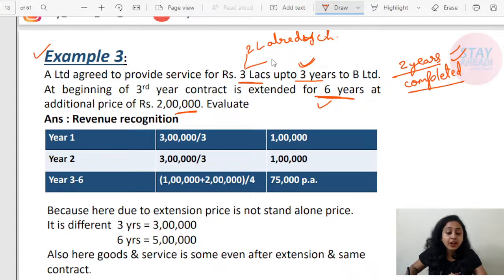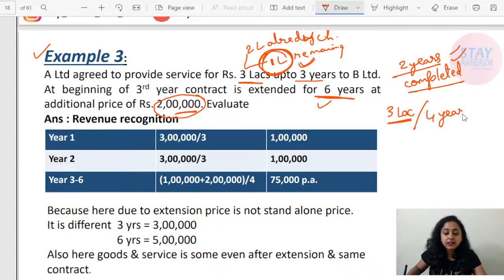Okay, and what about 1 lakh remaining? In addition to this 1 lakh, this 2 lakh is additional price. So 1 lakh plus 2 lakh, this is 3 lakh, divided by 4 years. Why 4 years? 6 minus 2 years. Why 6 years? The total contract now is of 6 years and 2 years have already been completed. So this 3 lakh will be divided over the upcoming 4 years.